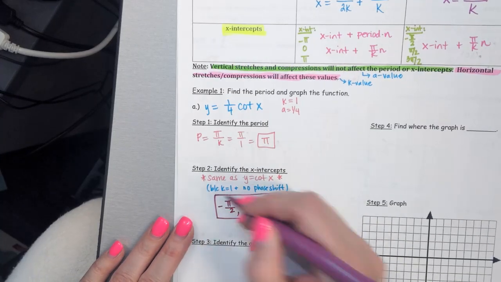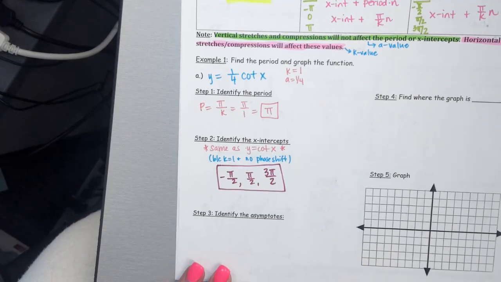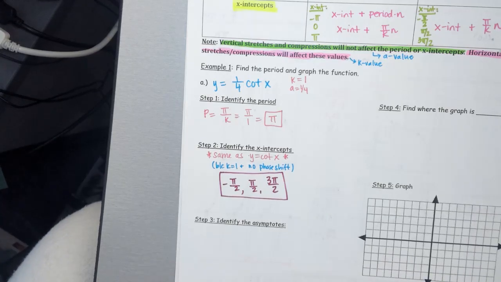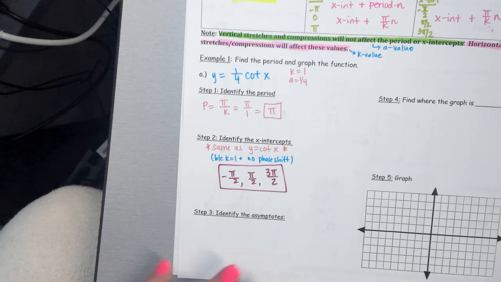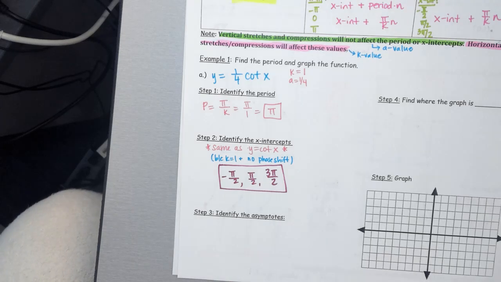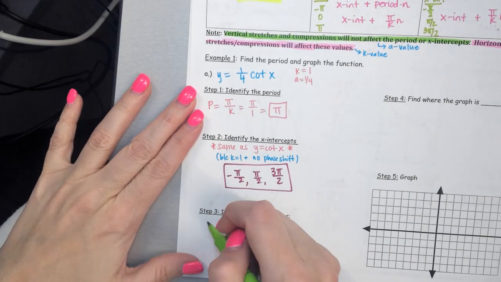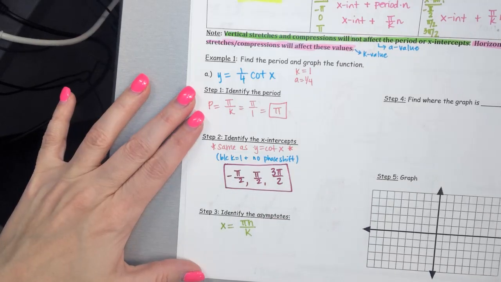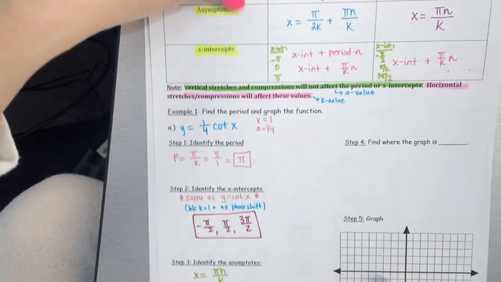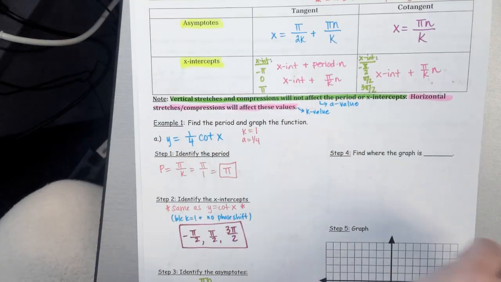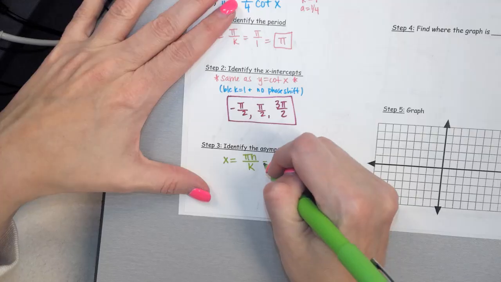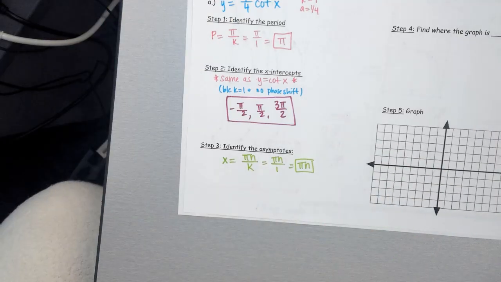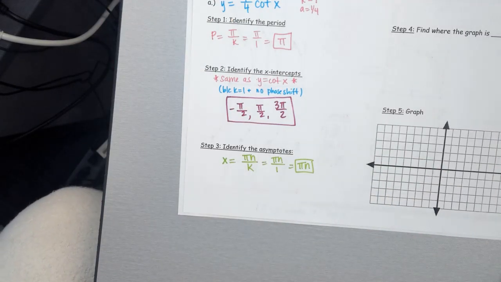So on your homework, you'll just need to identify 3 of your x-intercepts for that step. And step 3, for the asymptotes, you can use your equation, and then we're going to plug in values for n. So if x is equal to pi n divided by k, and your k value is 1, it's just going to be what? Pi n divided by 1 would be pi n, and then you just have to plug in values for n. Do you guys remember what values we plugged in for n?